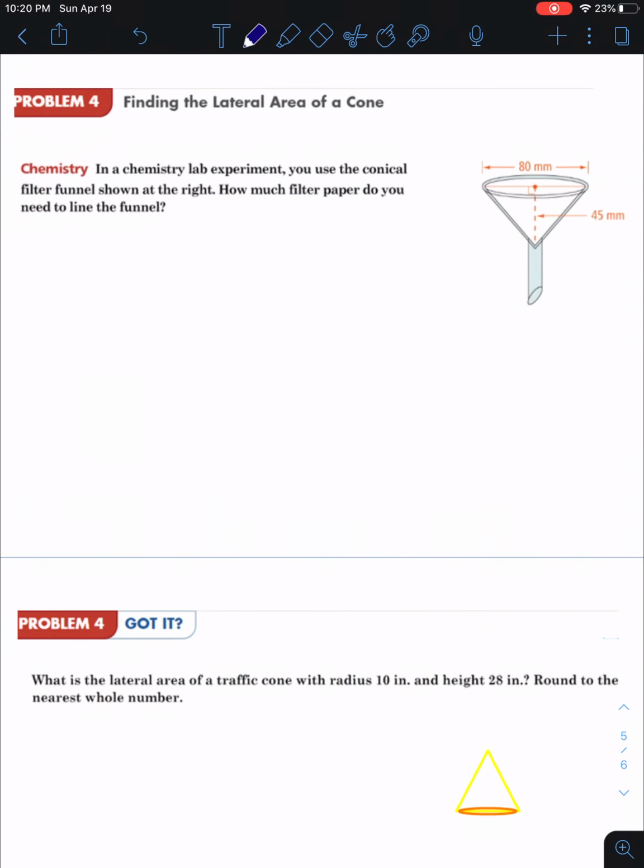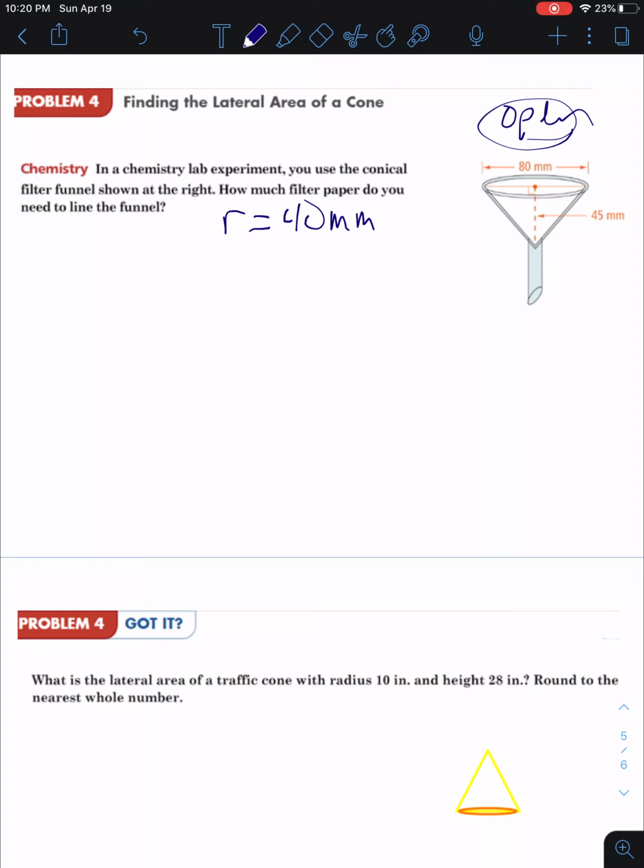Number 4. Now we're going to find the lateral area of a cone. That means that the base up here is hollow. It's open. So we don't have the base or the top part. Now as I look at this cone, I see that it's 80 millimeters across, which means that the radius would be half of that. That's 40 millimeters. We need to know the r, and we need to know the lateral height.